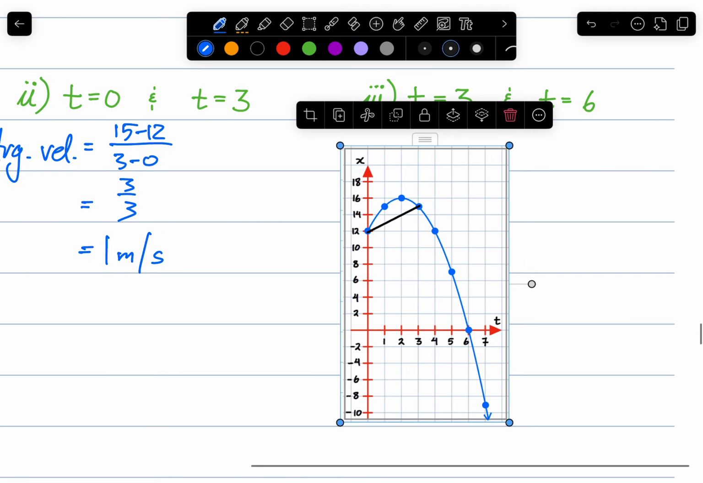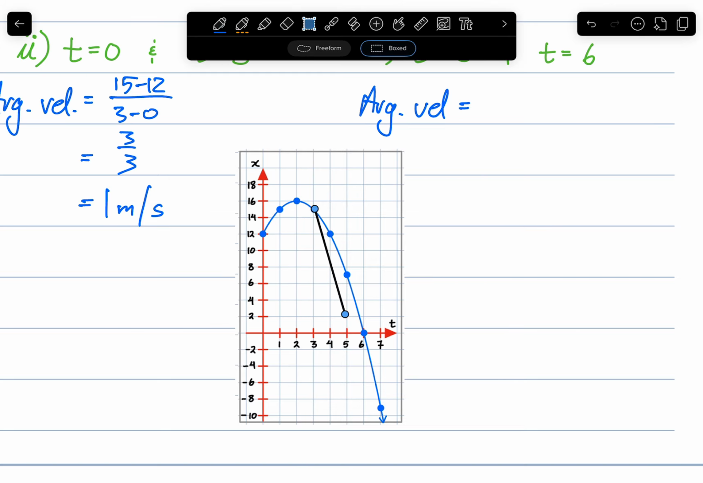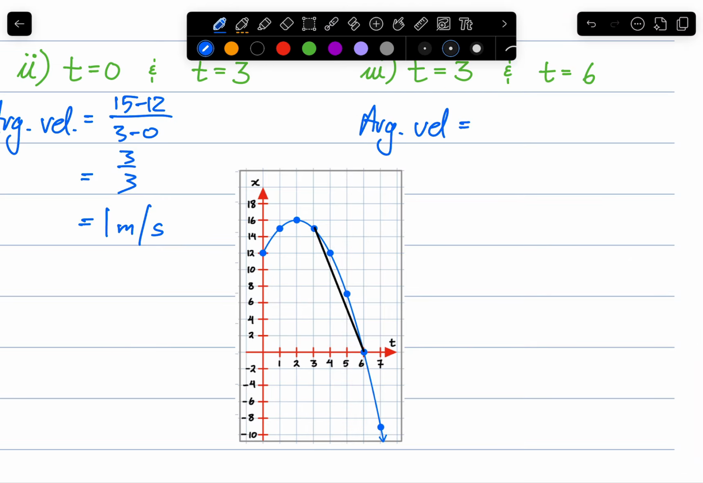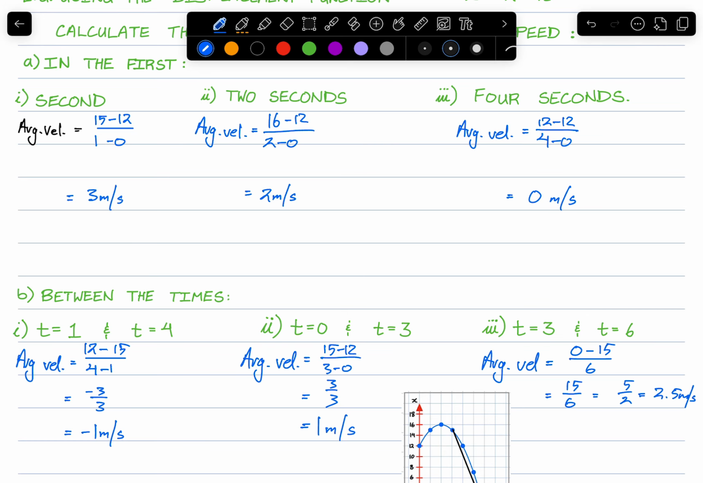The last one here for the average velocity is going to be from 3 till 6. It's going all the way down like this. So it went from 15 to 0 in 6 seconds. That's 15 on 6. Both of these are divisible by 3, so 5 on 2, 2.5 meters per second. So I hope you can see with this one, these are just the gradients between two different points.